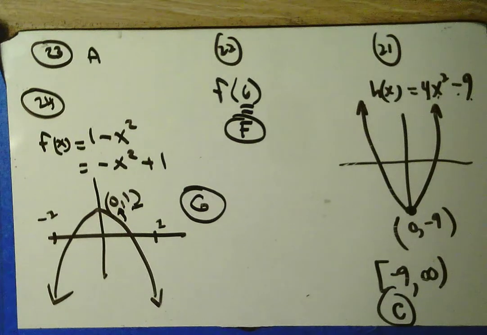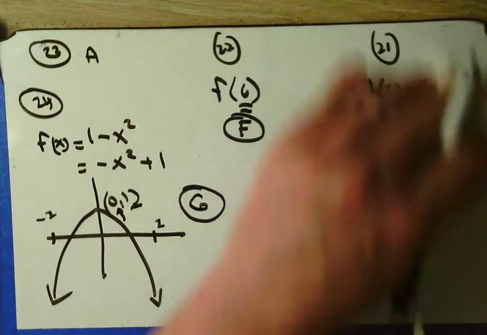G for number 24. It seems like so many of these questions in this packet relate to stuff that we learned in Chapter 1 in Pre-Cal. Some of it, though, deals with Chapter 3, and some deals with Chapter 9. Let's take a look at 25.